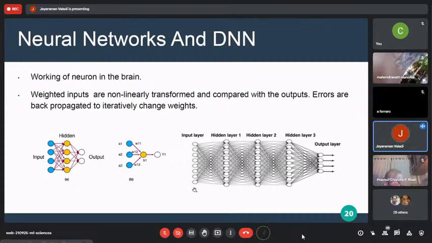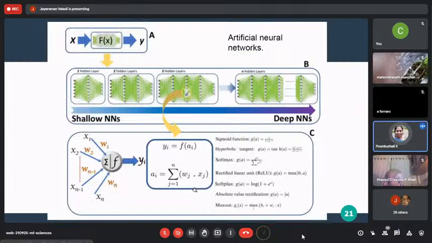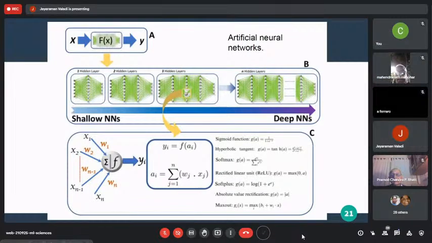Now, if hidden layers, if we got... Hello? Yes? Hello? Is there anything? Hello? No, sir. You can proceed. No problem. Okay, right. Yeah.